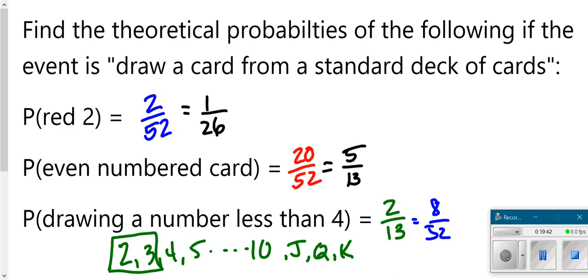And then the last one on this slide, drawing a number less than 4. You can see my thinking in the green pen there. 2 and 3 are less than 4. I didn't include 4 because it said less than 4. It didn't say less than or equal to 4. I didn't include the ace because the ace is technically not a number. Ace can be high or low, so I took the ones that were numerical.